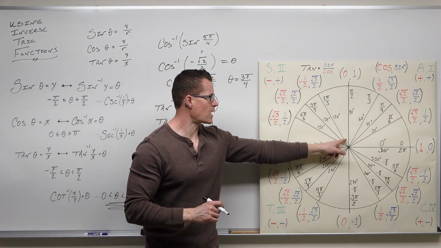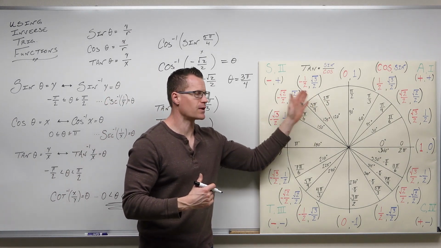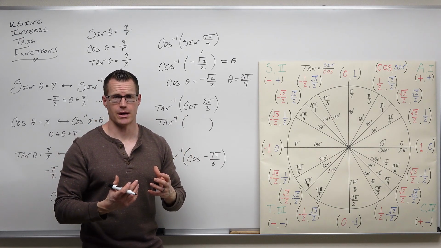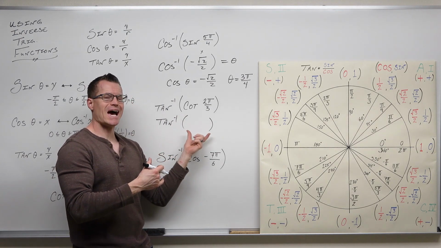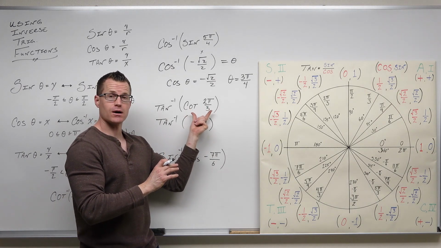2 pi over 3 is right here. Now, if you're thinking, well, wait a minute, tangent inverse isn't defined there. Who cares? Cotangent is, and that's all we're talking about right now. We're going to deal with the inverse function after we figure that out. So it's not to worry right now. Don't worry about it. Figure this out first.